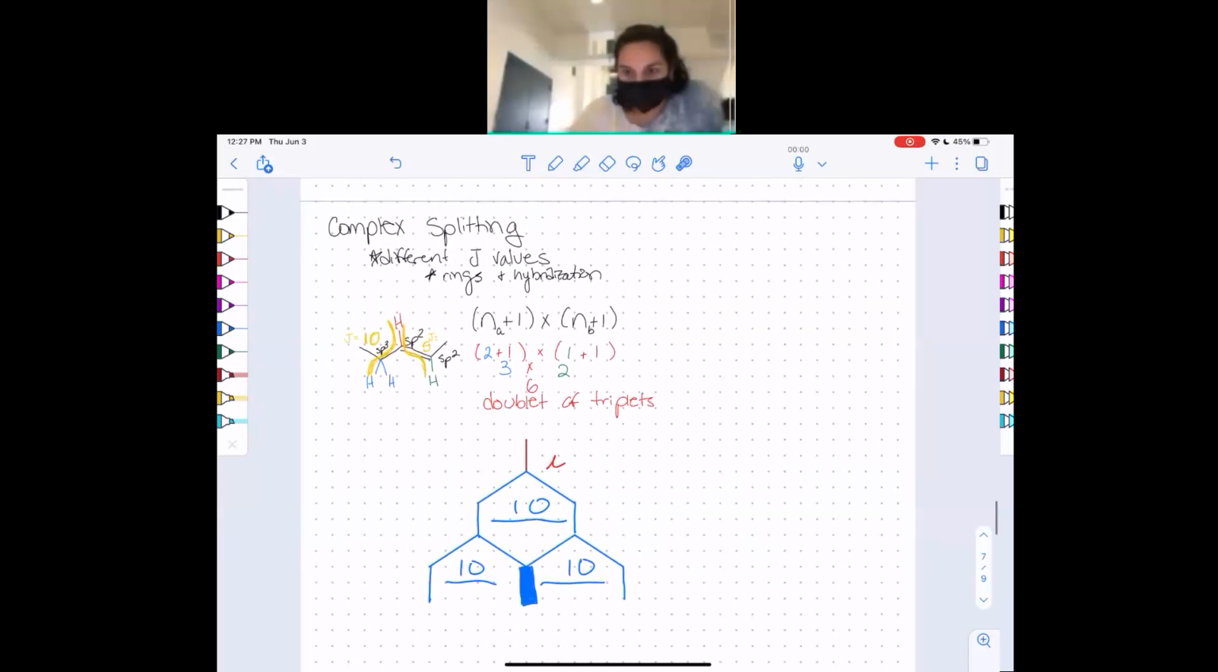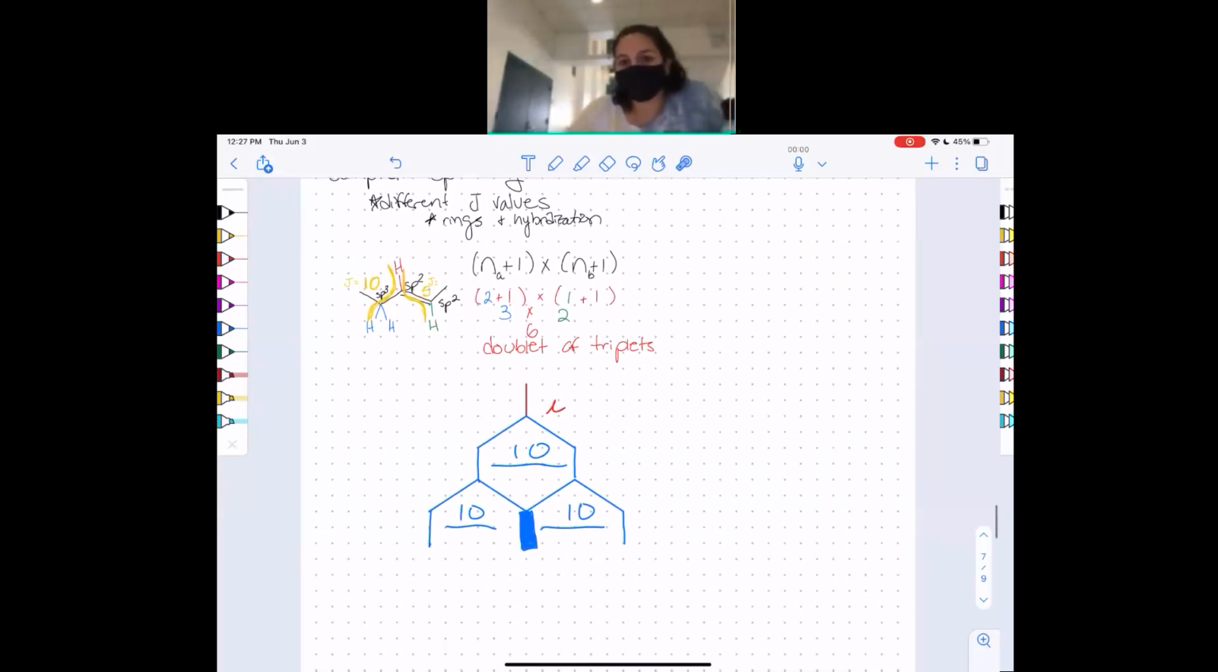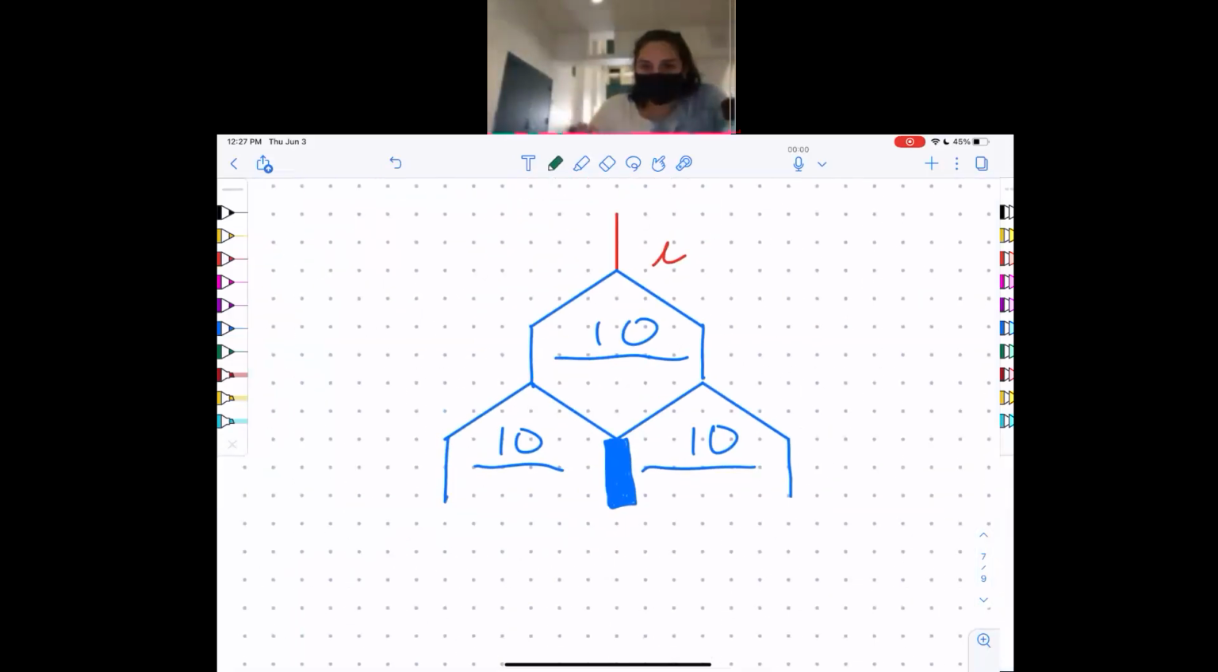Yes, so that's its multiplicity. You're right. Okay. Someone asked a question about the J values. I will cover that in a second. I just want to finish the tree so it doesn't confuse anyone too much.